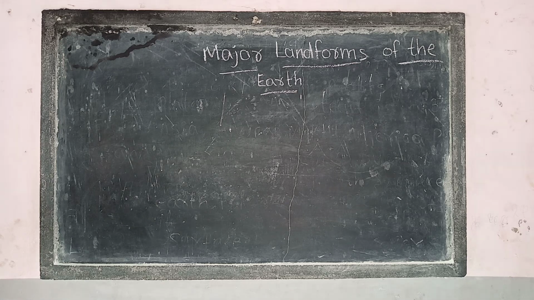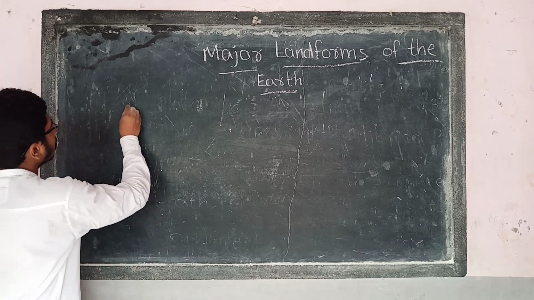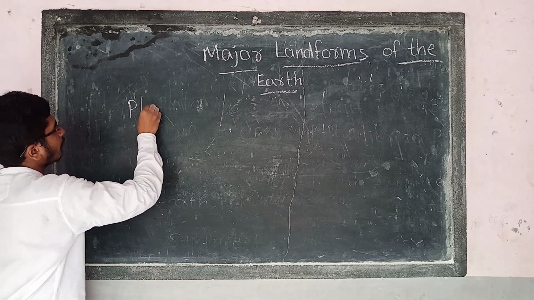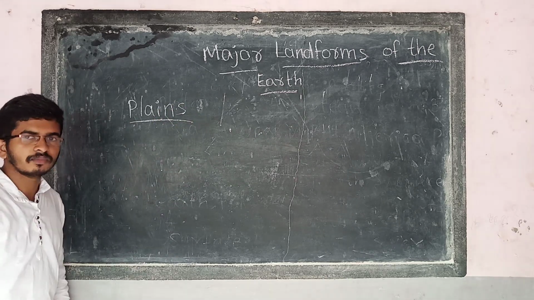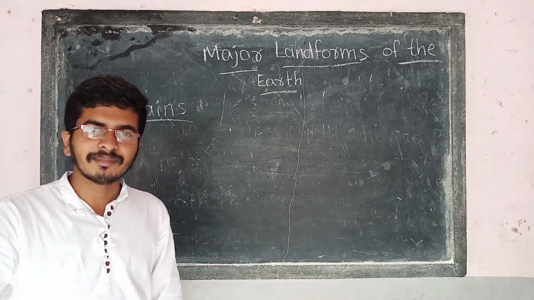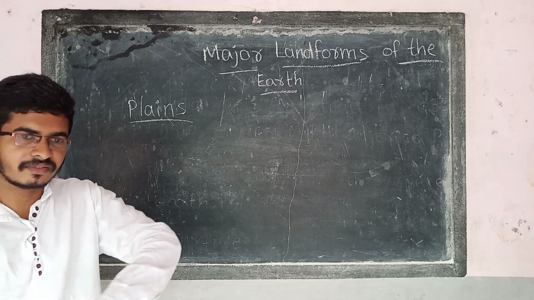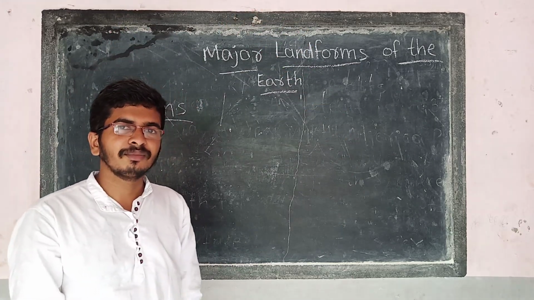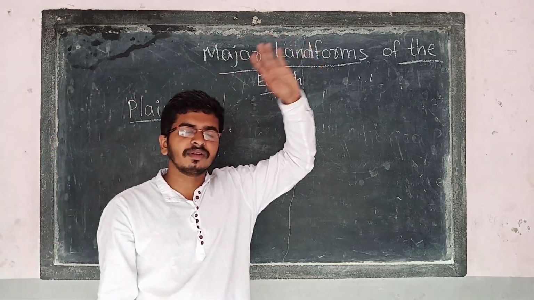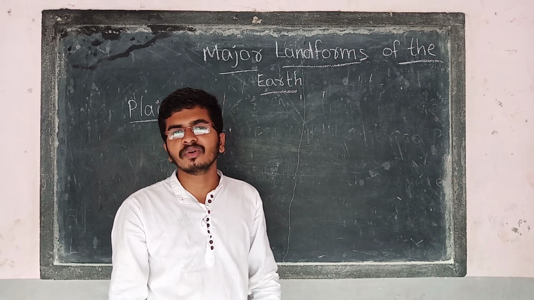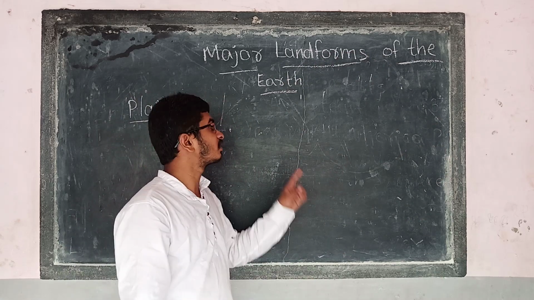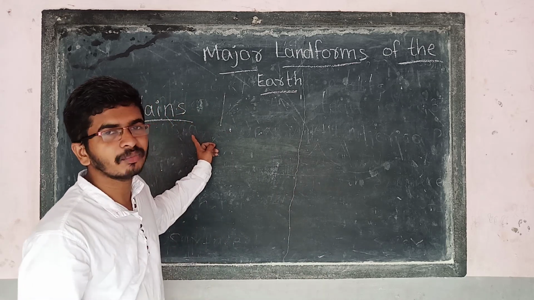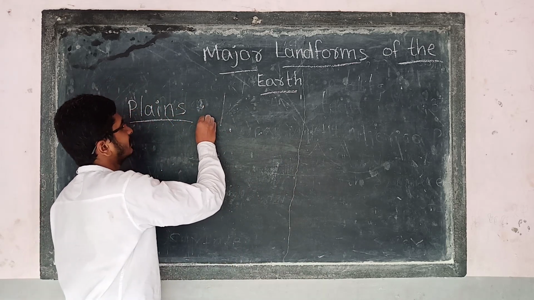So now, plains. What are plains? We know easily because we are living on the plains, right? We are not living on the mountain because it is not suitable to live. We can't grow agriculture, and there is no proper vegetation also. Clear? So now we are learning about the plains.